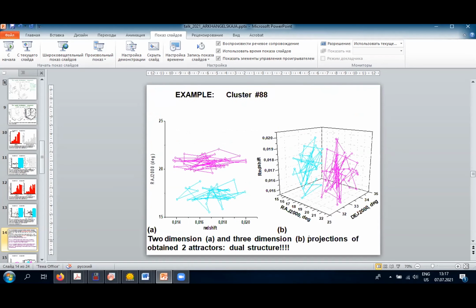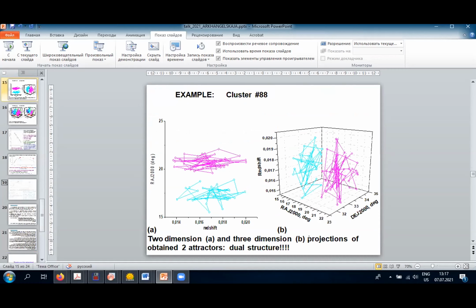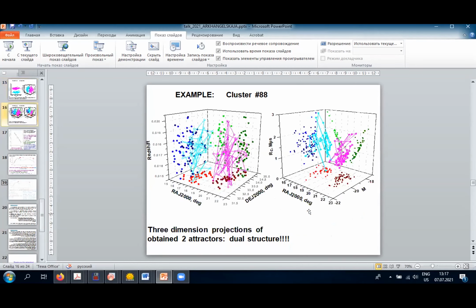Then you can see this is an example for cluster number 88. You can see that the two-dimensional and three-dimensional projections of the phase space show that two attractors can possibly be constructed. So it is a real dual structure. This slide shows other projections.